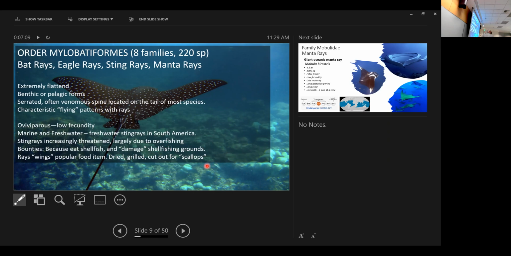I don't know if they still do this in the States, but until fairly recently, they would market them as scallops, which is ironic because they were hated for the scallops that they ate. They would cut out these little cookie-cutter shaped round things. So when you go to a restaurant and you order scallops, if it looks just a little too round and not really clam-like, scallop-like, you might not be eating a scallop at all. You might be eating a bat ray or a ray of some sort.